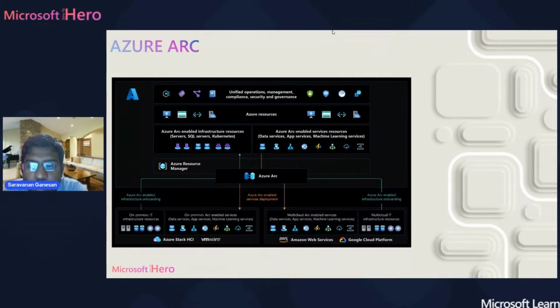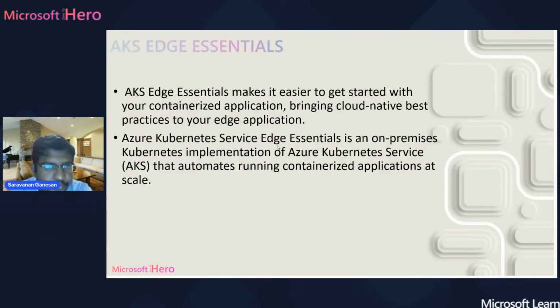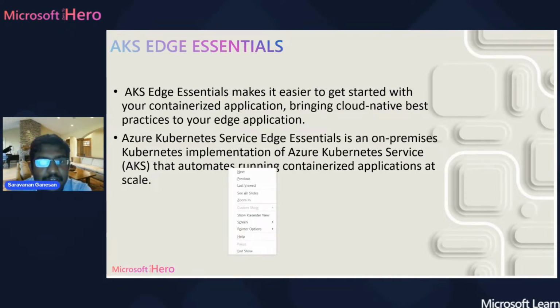So this is some information about Azure Arc, with respect to the architecture diagram showing how the deployments via Azure Arc will be carried out to other environments, and how the data has been crossed from Azure Arc to other environments as well. So next we will be going to the Azure Arc Edge Essentials.